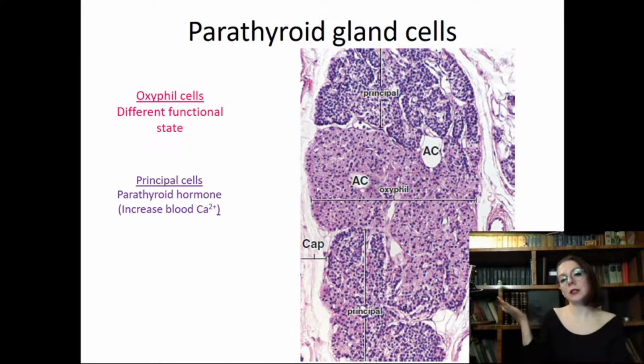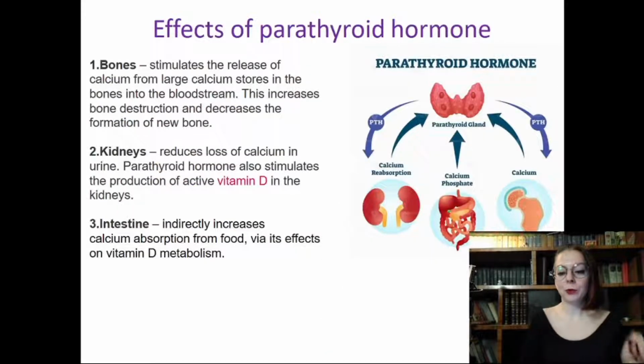Parathyroid hormone elevates the blood calcium, and it is very easy to remember, because C cells produce calcitonin to decrease the blood calcium, while principal cells of the parathyroid gland produce parathyroid hormone to elevate the blood calcium, and together they balance the blood calcium. So these cells are controlled by the level of blood calcium. In case it decreases, principal cells produce more parathyroid hormone to stimulate calcium resorption, absorption, and reabsorption.